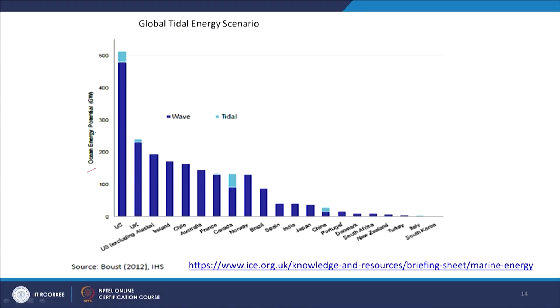Now, we will see the global tidal energy scenario. Different countries and their ocean energy production, tidal energy production capacity, is given in gigawatts. You see the US at the top for wave, and this color is for tide and this is for wave. Then the UK, and here in India we have wave energy, but we do not have any tidal energy yet. So, these are the other countries where tidal energy or sea energy is being used. The energy from the sea is converted to electricity.